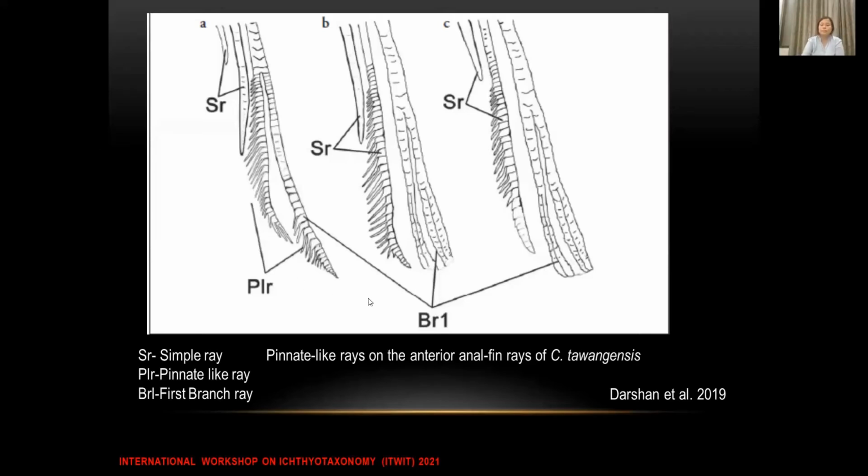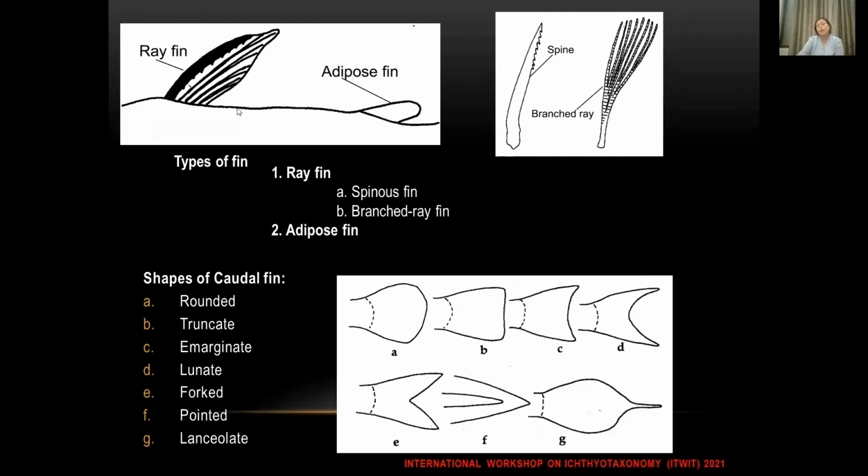Then, in catfishes, we always have ray fins and adipose fins, and we have the spinous and the branched rays. Then when we document, we have to write the shape of the caudal fin. It may be rounded, truncate, emarginate. So mainly in catfishes, we have the forked, emarginate or lunate. So these are the things which have to be kept in mind.